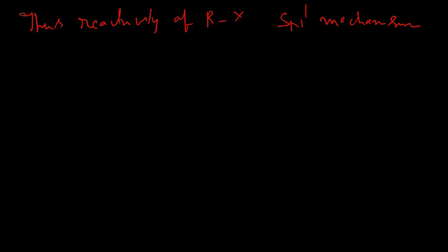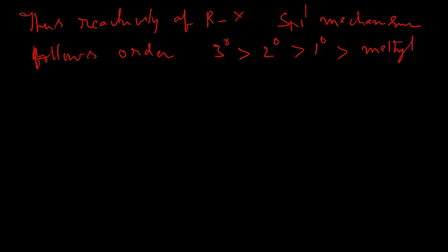Thus, the reactivity of alkyl halides through SN1 mechanism follows the order: tertiary is greater than secondary, greater than primary, greater than methyl. So this is the order of reactivity of alkyl halides through SN1 mechanism.